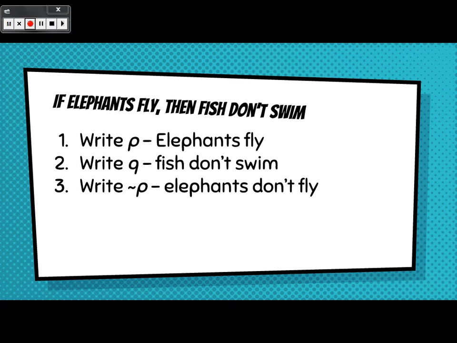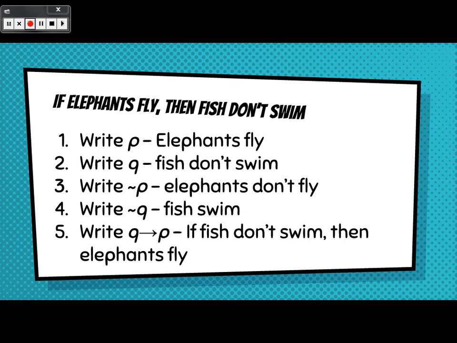To negate our hypothesis, again, hypothesis is the letter P, that would be elephants don't fly. However, to negate our conclusion, which started out with the word don't, we're going to take out the word don't. So we would simply say fish swim. Okay, if Q then P, that would be our converse because we are switching P and Q around. So that would be if fish don't swim, then elephants fly.